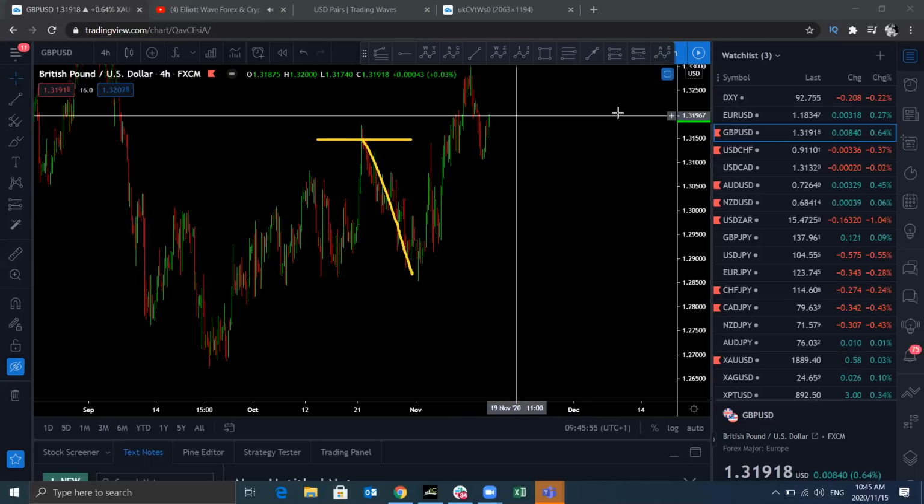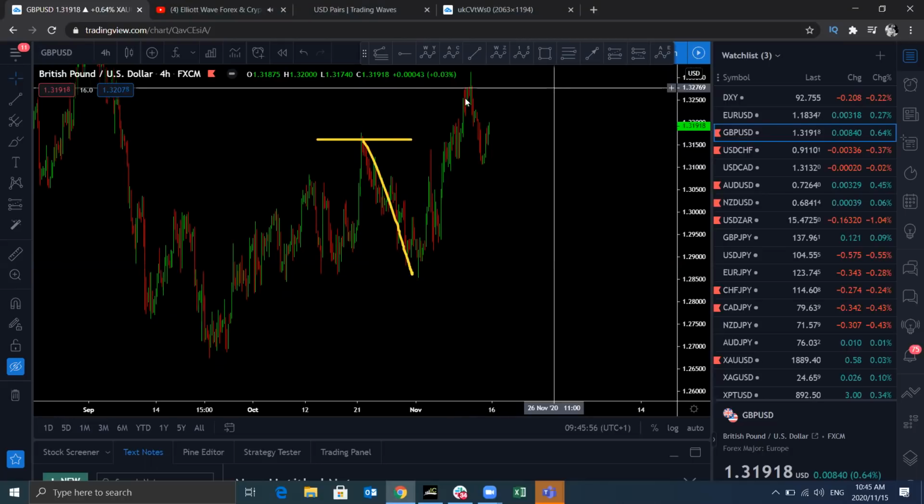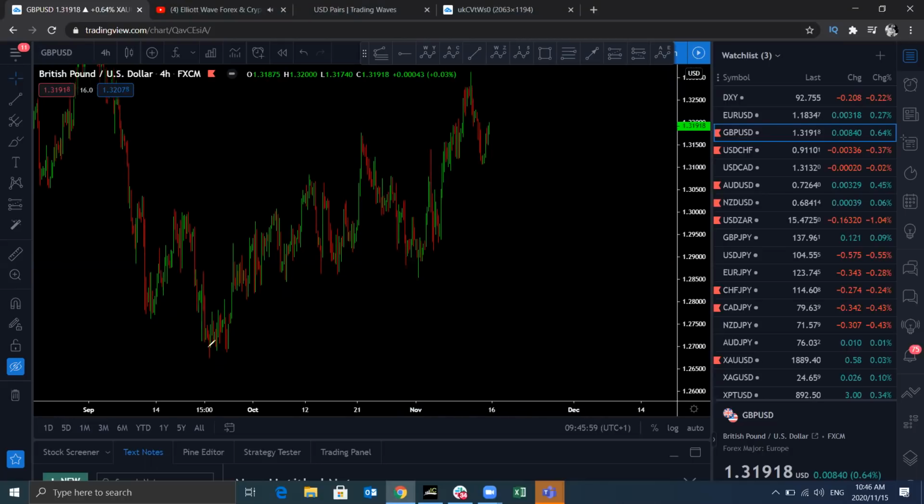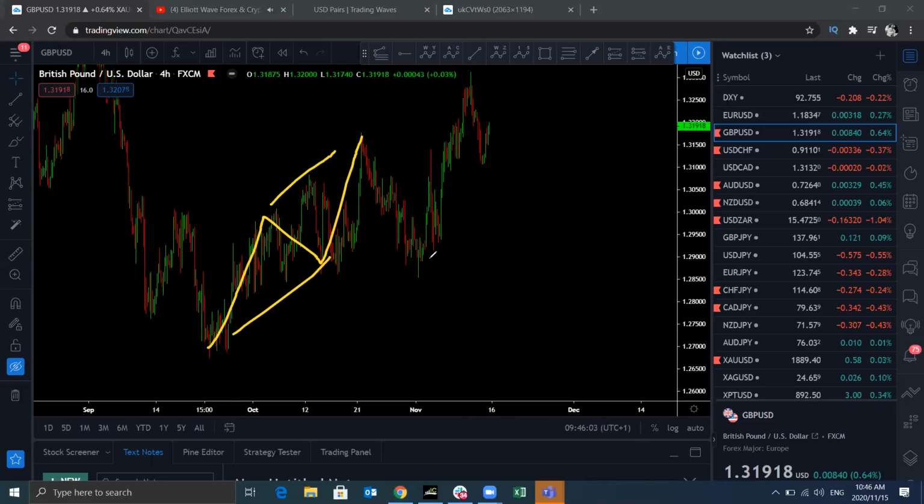Now again, pound. When we were looking at this structure, we were looking at these to have completed here, 3 waves. And we're expecting this one to go all the way. So we got into the trade, dropped 300 pips. We got out because it reversed the gains.